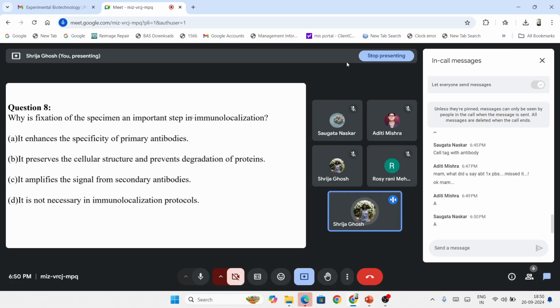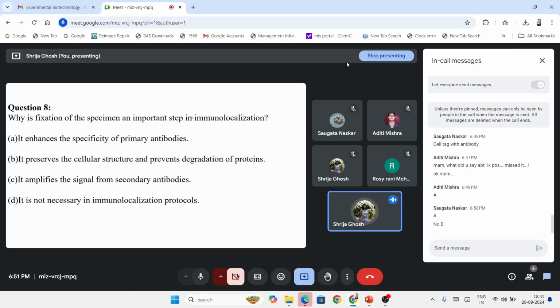Don't you think option B should be the answer? I just now explained we are fixing things. We are basically preserving a structure, and then we are looking at where. So the specificity of the primary antibody will have nothing to do with the fixation step. We are doing the fixation step so that we can let the antibodies bind to their antigen easily, but the binding specificity is not going to be enhanced or destroyed by the fixation step. It would just be easier for the primary antibodies to bind to their target.